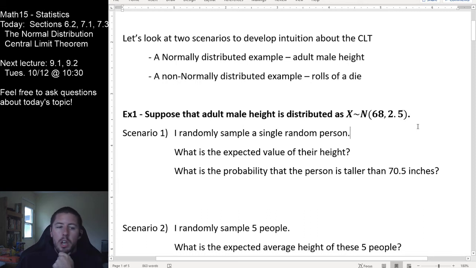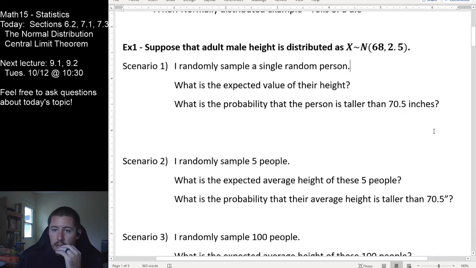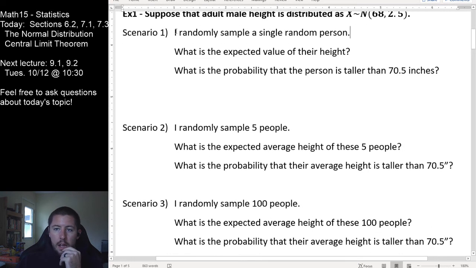So what we want to do is just verbalize our way through. We're not going to directly do any computations here. Let's just get a feel for what we think will happen if we do some sampling associated with adult male height. So let's look at a few scenarios. Before we do any of the answering, let's look at what the three scenarios are. Scenario 1, I randomly sample a single person. I randomly sample 5 people and look at their average height. I randomly sample 100 people and look at their average height. These are the three things we want to compare across.